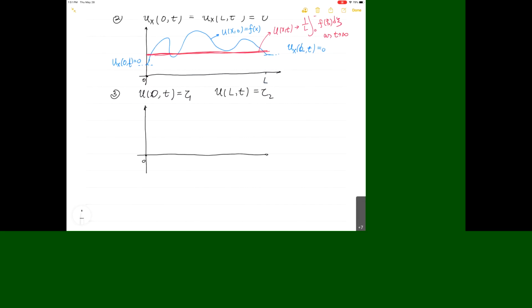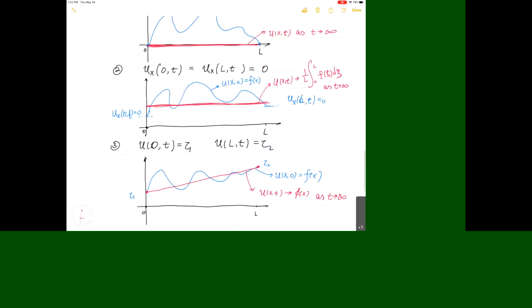And the last one is this. Here's the 0, here's the L. Actually, I showed you this just a moment ago. At the beginning we always fix tau 1 here, and we fix tau 2 here, and this is the initial condition. It doesn't matter how it looks: u(x, 0) equals f(x). So what would be the solution when t goes to infinity? It's nothing but a linear function connecting these two dots. So u(x, t) will go to phi(x) as t goes to infinity.